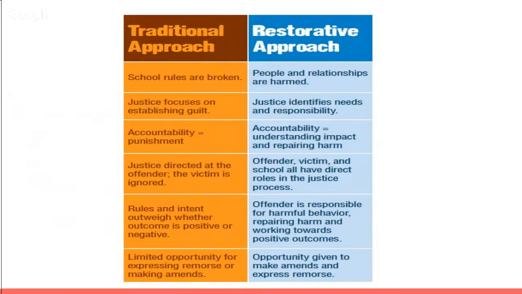Whereas with the restorative approach, the focus is that people and relationships are harmed. The justice identifies needs and responsibilities, and taking accountability equals understanding the impact and repairing the harm caused. The offender, victim, and school all have direct roles in the justice process. And the offender is responsible for their harmful behavior, repairing the harm, and working towards positive outcomes.